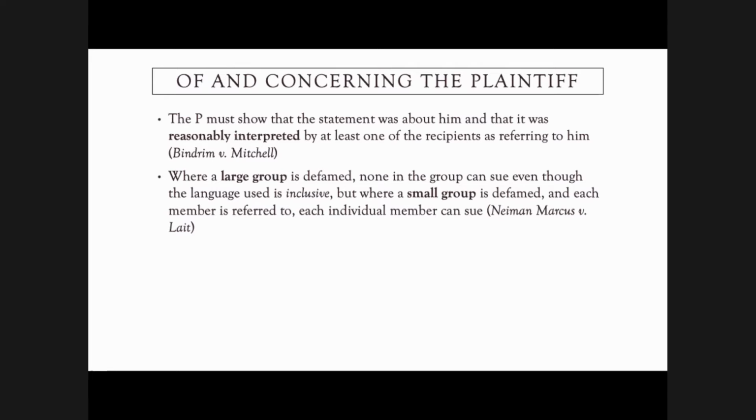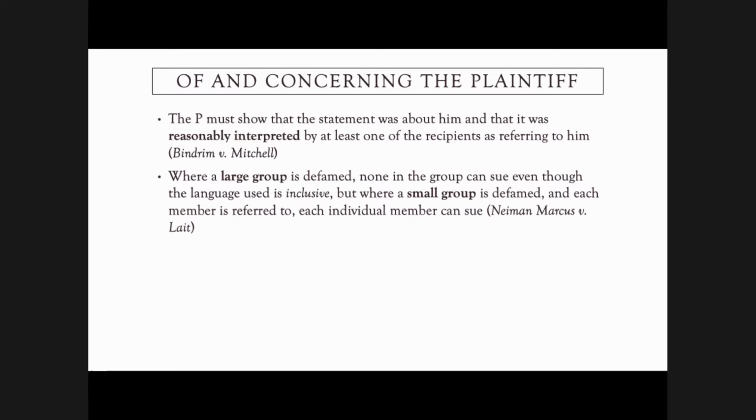Where a large group is defamed, no one in the group can sue, even though the language used is inclusive. But where a small group is defamed and each member is referred to, then each individual member can sue.